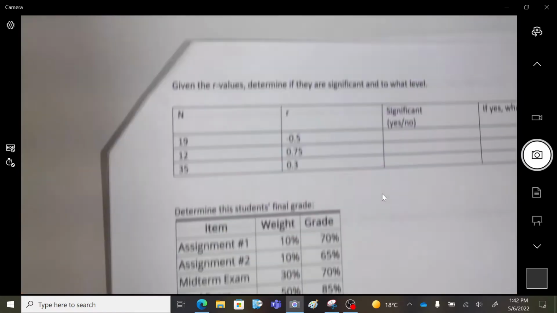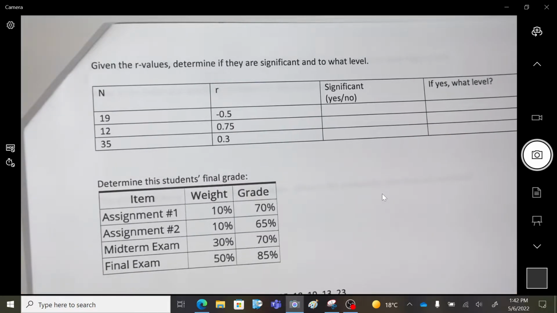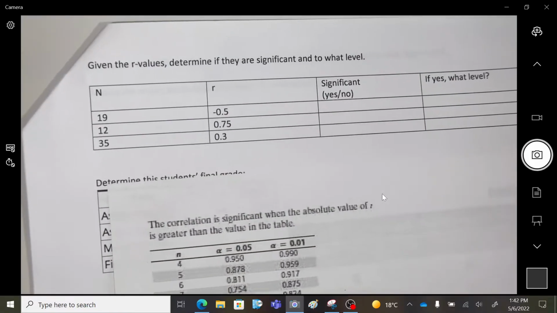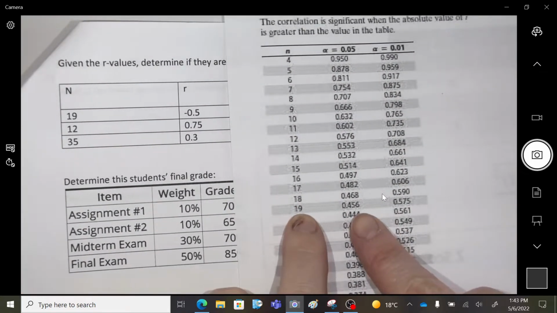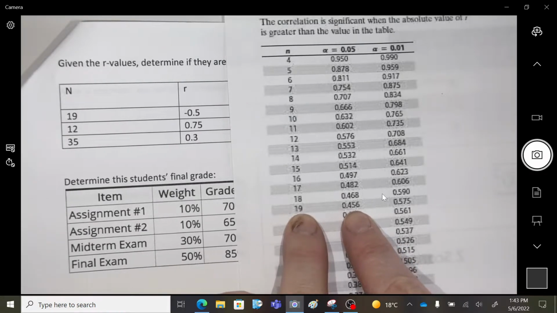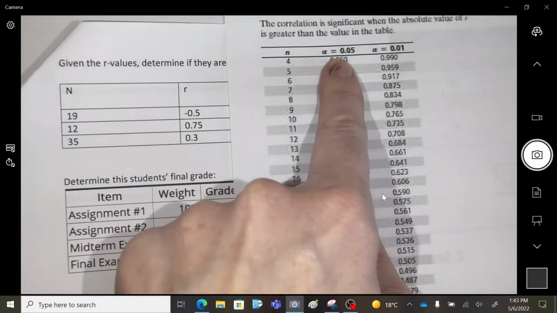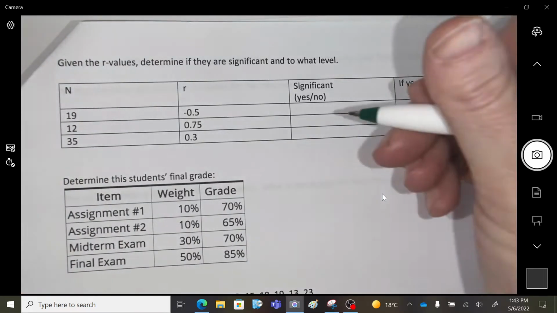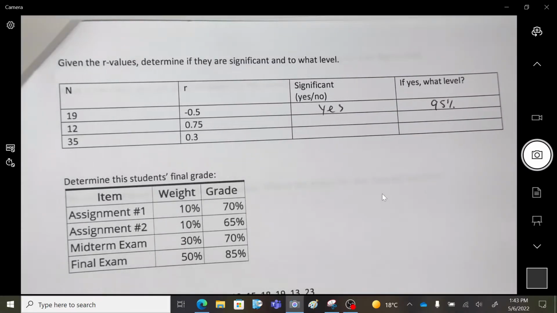Okay, R values. So reading the R chart. I've got to grab my sheet again here. So I'm going to go to a 19. Okay, the 0.5 is larger than that number. If it's larger than this, I can be here, which means yes, there's a 95% chance. So yes, there's a correlation. The level is a 95% confidence.